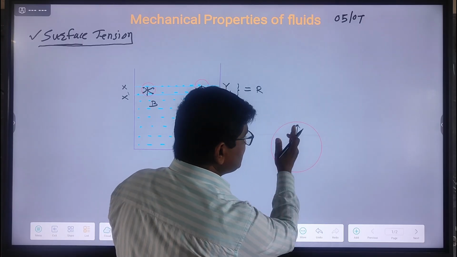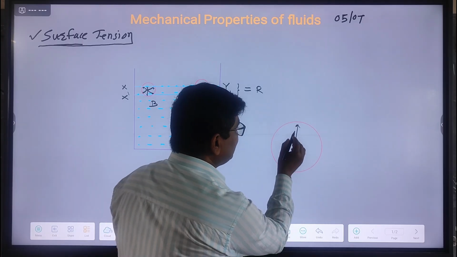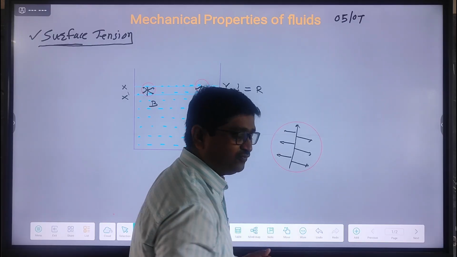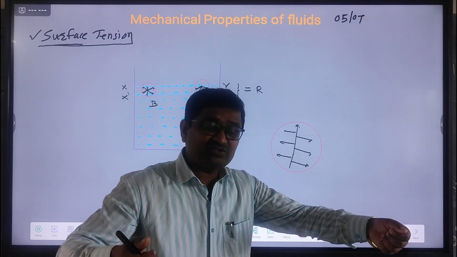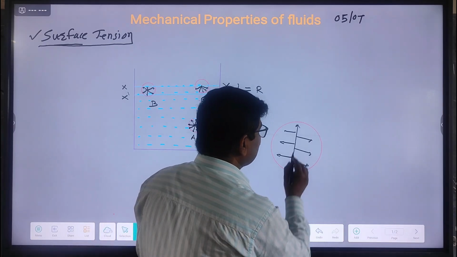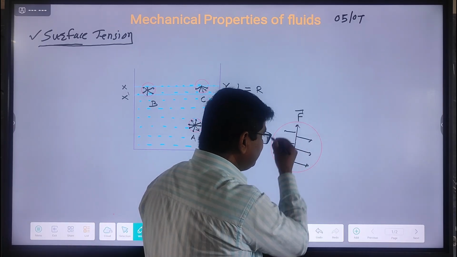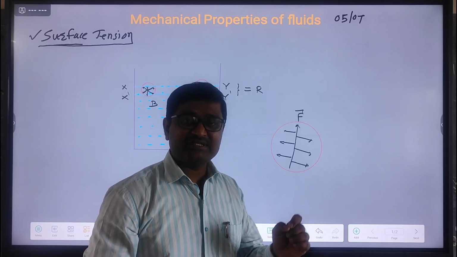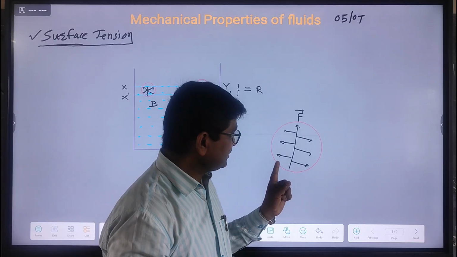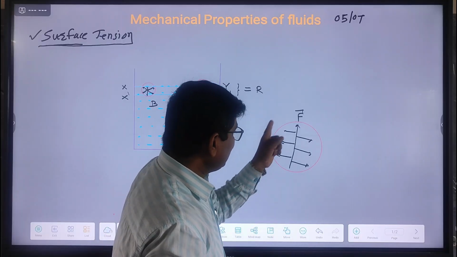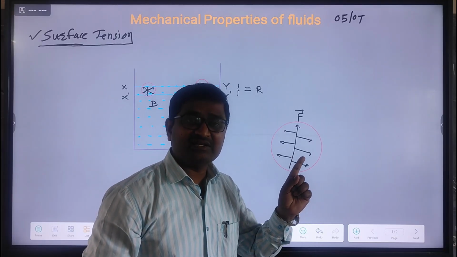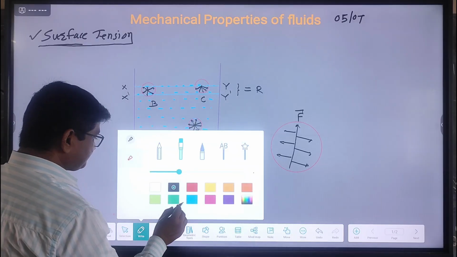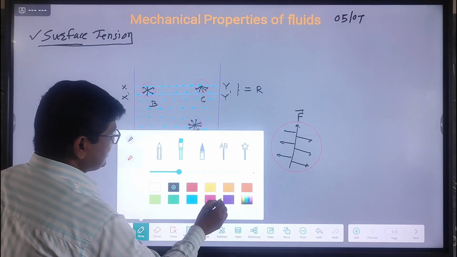When the tangential force is applied on the free surface of the liquid, the molecules on the free surface experience an equal and opposite force, and it behaves like a stretched elastic membrane. Such a tangential force acting per unit length of the liquid surface in contact is called surface tension. You get it clear? So what is the definition of surface tension? Now let's see the definition.